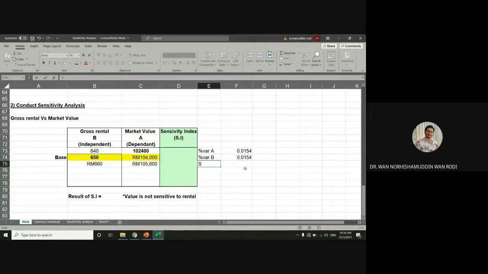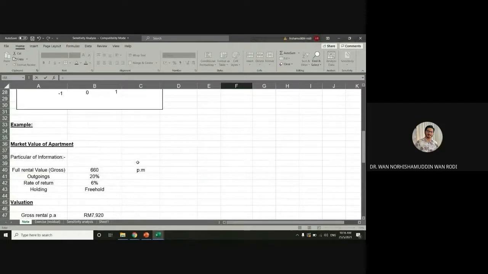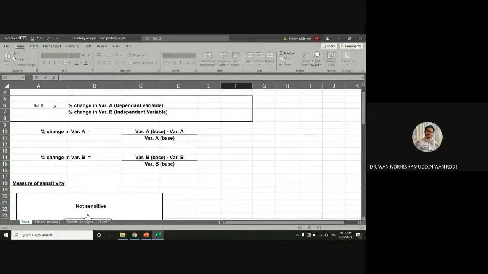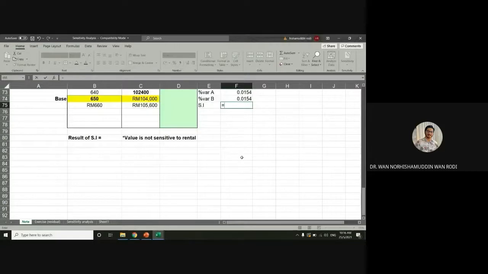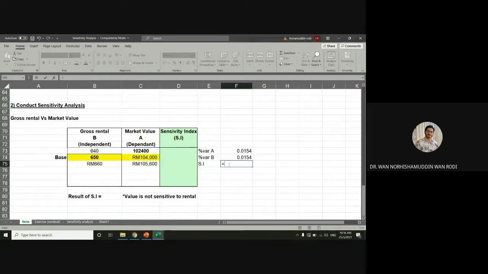So SI equals, you refer back to your formula, you can see that the SI is percentage change in variable A divided by percentage change in variable B. So SI equals percentage change in variable A divided by percentage change in variable B. So your SI is 1.